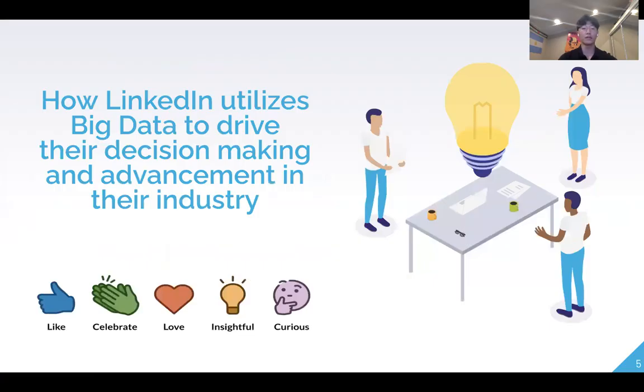So now we'll be talking about how LinkedIn utilizes big data to drive the decision making and investment in their industry. So 60% of companies use specifically LinkedIn to hire their staff, and over 90% of Fortune 500 companies use LinkedIn. So Microsoft acquired LinkedIn in 2016 and will most likely integrate Microsoft's premier features such as Microsoft Outlook and Office 365 to the LinkedIn platform.